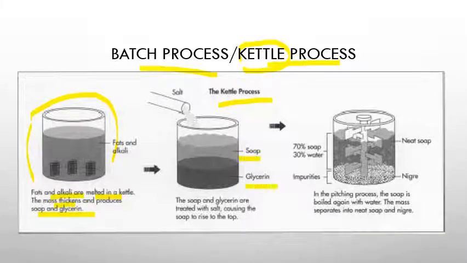At the top layer is the soap, and the bottom layer, which is settled, is glycerine. So the soap and the glycerine are treated with the salt, causing the salting out of the soap. The soap, which is lighter, rises up, and the glycerine, being heavier, settles at the bottom.